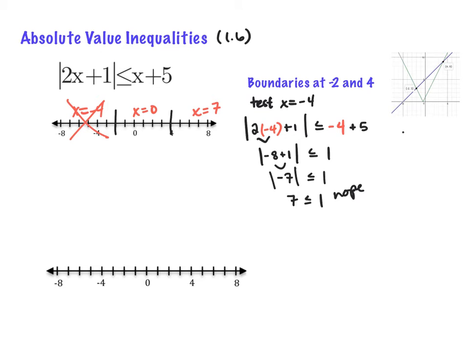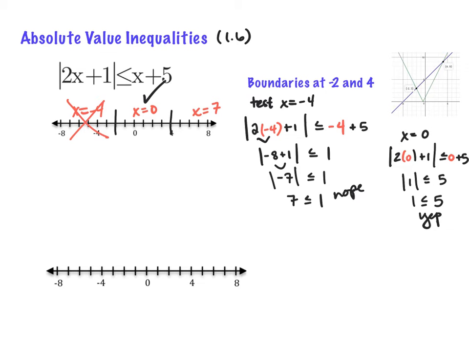Next up, I'm going to test x equals 0. So I've got absolute value of 2 times 0, plus 1 is less than or equal to 0 plus 5. This one's quite a bit less work because of those zeros. The 2 times 0 gives me nothing, so I've got plus 1 left. So absolute value of 1 is less than 5. Absolute value of 1 is just 1. 1 is less than 5. That is true. So my middle section is good.